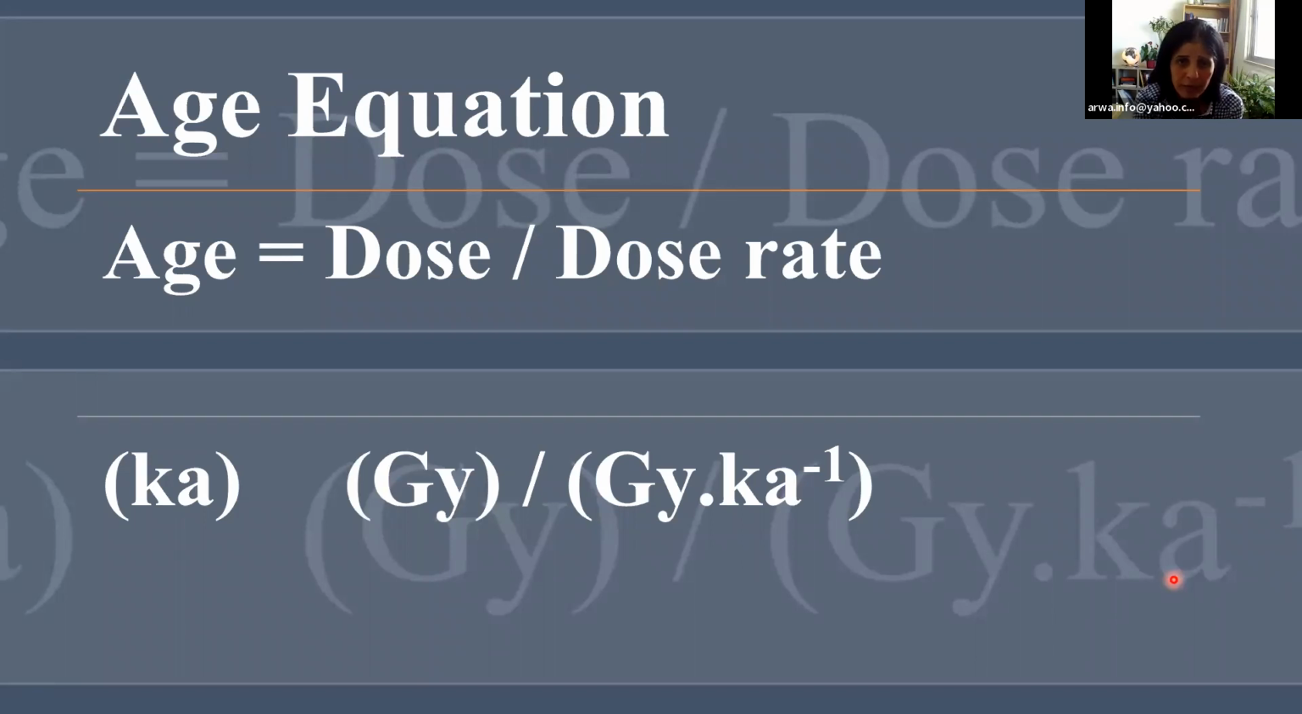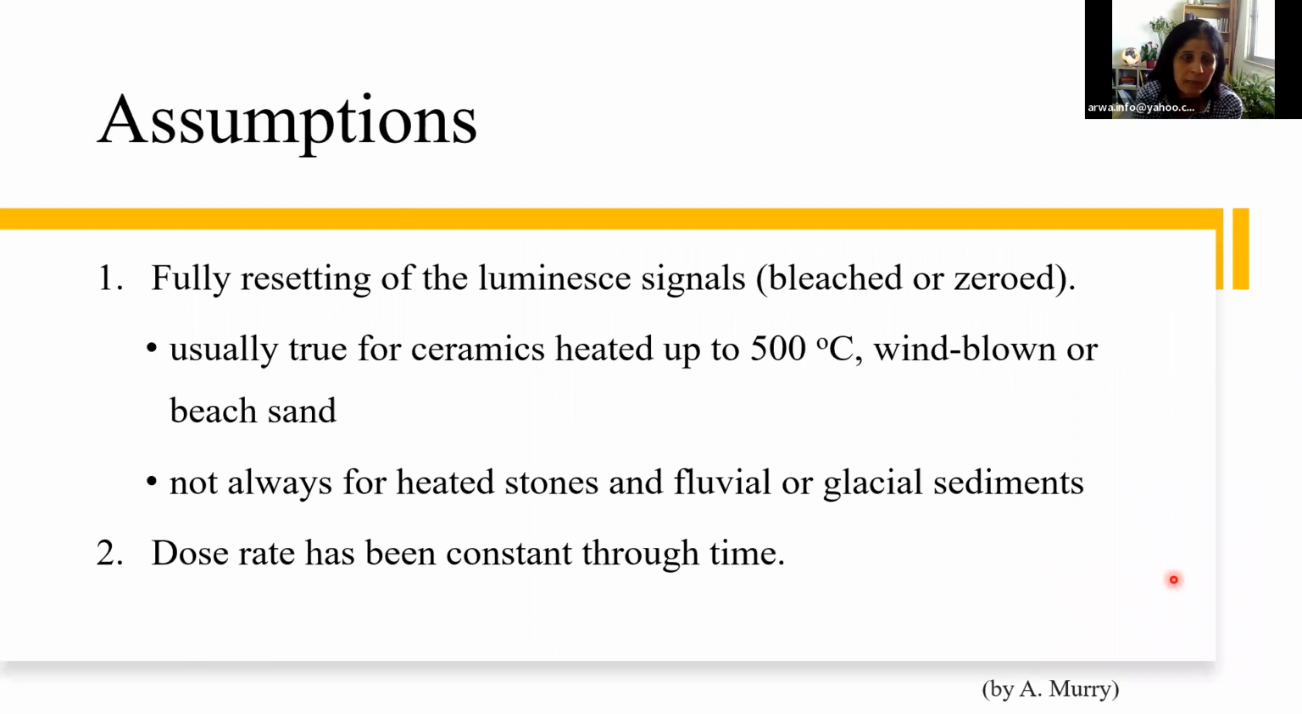Before we finish the age equation, we have to say that the age equation is based on 2 basic assumptions. The first is that the luminescence signal has been fully reset or bleached to 0 by light or by heat before burial. This could always be true if we are dealing with heated materials up to 500 centigrade, as for ceramics and pottery, but for heated stones, sometimes the heating did not reach the whole bulk of the stones, so we don't have a full resetting.